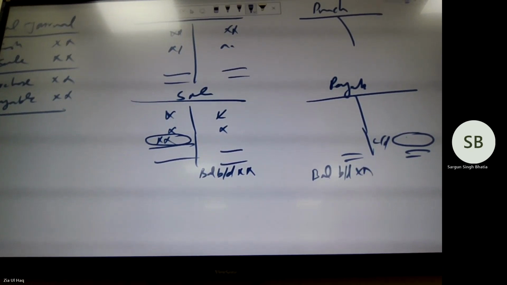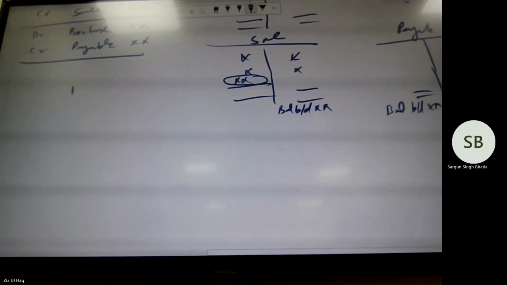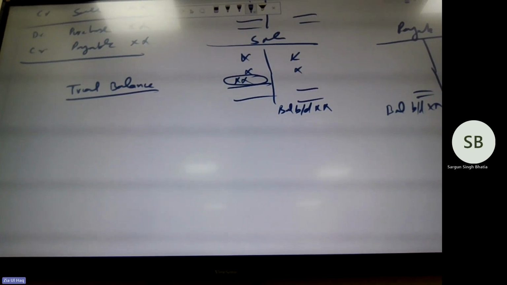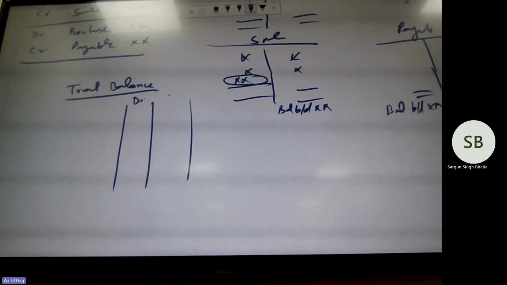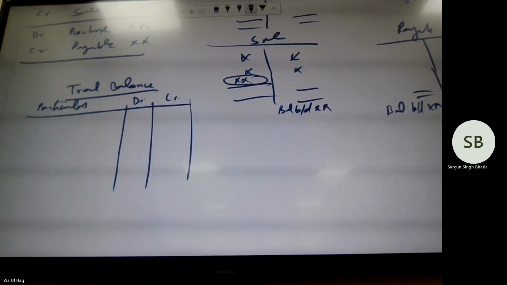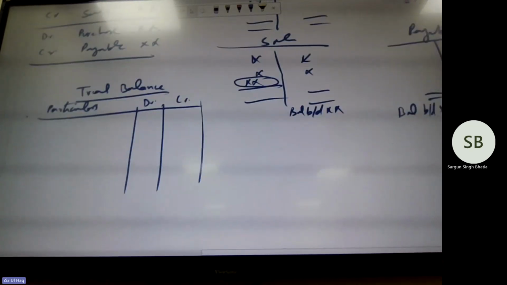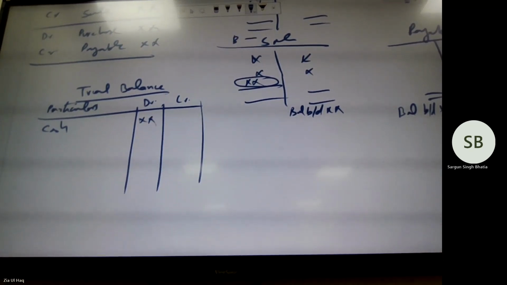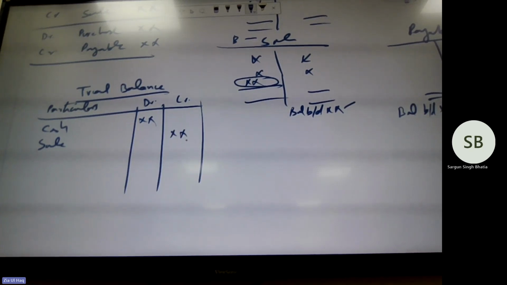From the ledgers, we prepare the trial balance. What is a trial balance? In a trial balance, there are two columns. One is called debit and the other is called credit. Here we write the particulars. Suppose this ledger name is cash, we will record cash. If its balance is a debit balance, we will record it here. Then the next ledger is sales. If it has a credit balance, we will record it in the credit column.